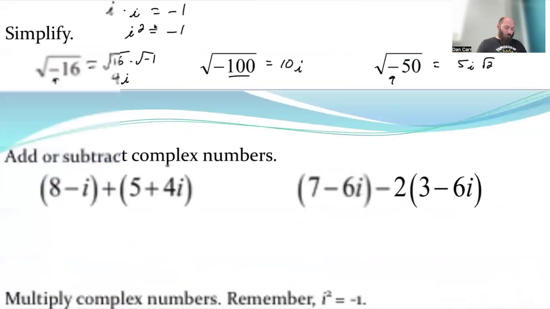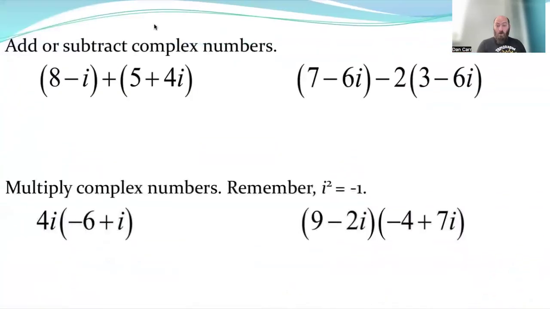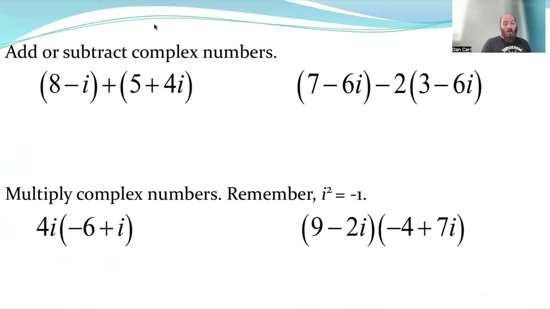Okay, so more operations we can do. We can add or subtract our complex numbers. It works just like with our algebra, where we're combining like terms. So since we're doing addition here, I can just do 8 plus 5, which gives me 13. Negative i and a positive 4i will give me a positive 3i.